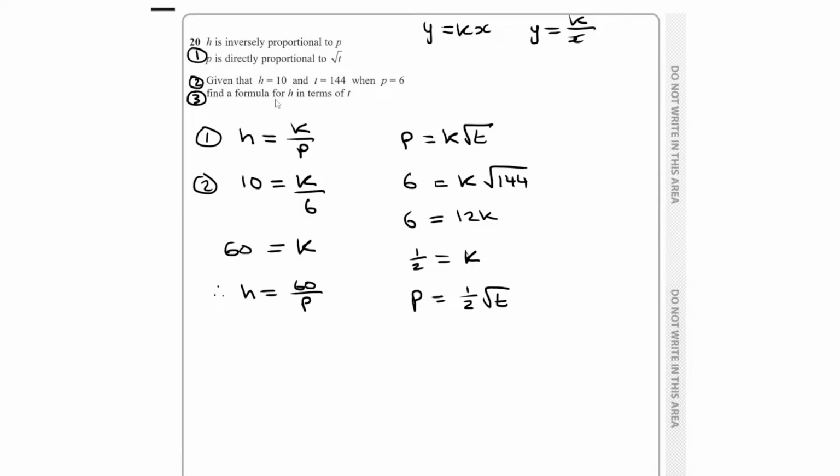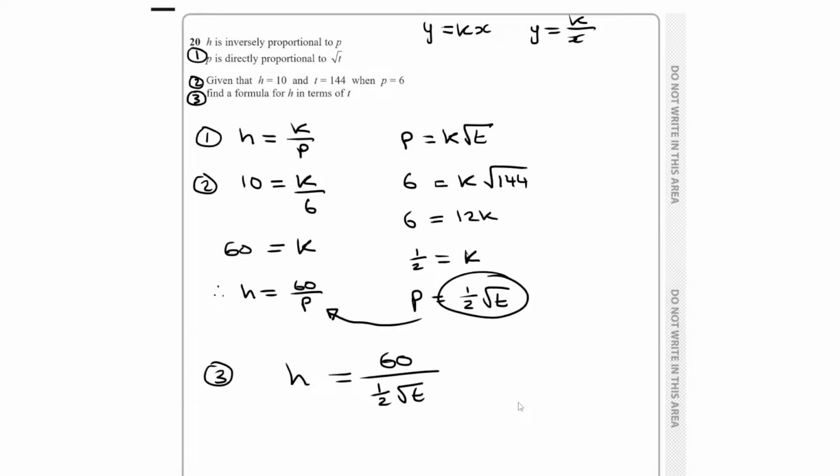Now step 3, you can actually look at what the question was. They said in this case, find a formula for h in terms of t. When that says h in terms of t, that means h is the subject and everything else here just has t's. Obviously in numbers, but t. We don't want p. So we need to link the 2 equations together. They both have p. Do you see how I could substitute in? Instead of p, I could write a half root t. So 60 over a half root t. Do you see how now I've just got h and t?